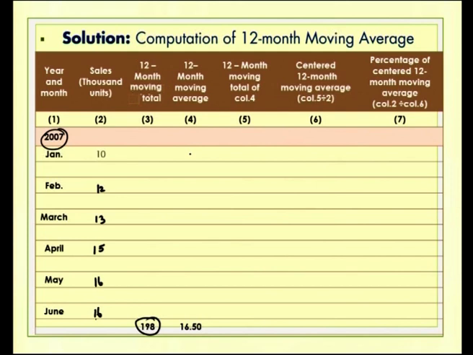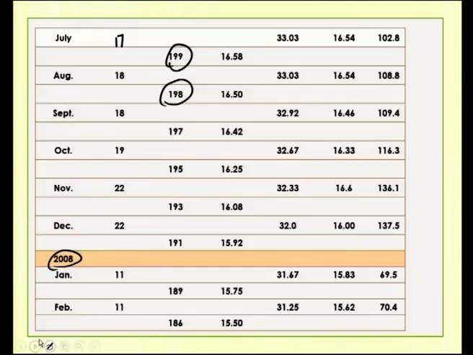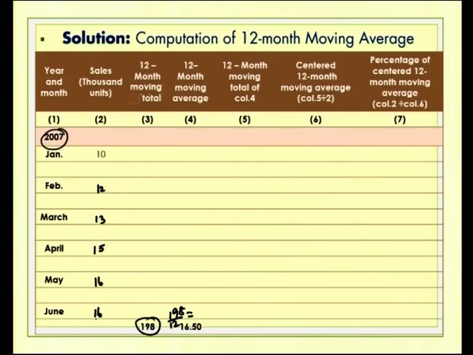12-month moving average: this is 198 divided by 12, because 198 is obtained by taking the total of 12 values. So, the average will be the total of 12 values divided by 12. The total of 12 values is 198, so divided by 12 gives you 16.50. Similarly, 16.58 is 199 by 12. Similarly, 198 by 12 is 16.5. Likewise, this is calculated. Then the 12-month moving total of column 4.